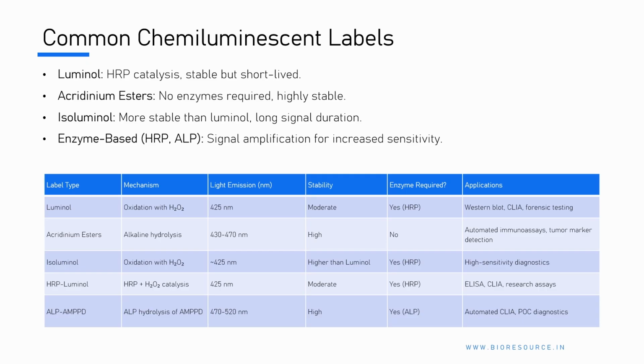Next is the enzyme-based chemiluminescent systems. These systems use enzymes to catalyze the chemiluminescent reaction for light emission. The two most common enzyme-based CLIA systems are the HRP luminol system and the AMPPD system. The horseradish peroxidase catalyzes the oxidation of luminol in the presence of hydrogen peroxide, producing light.